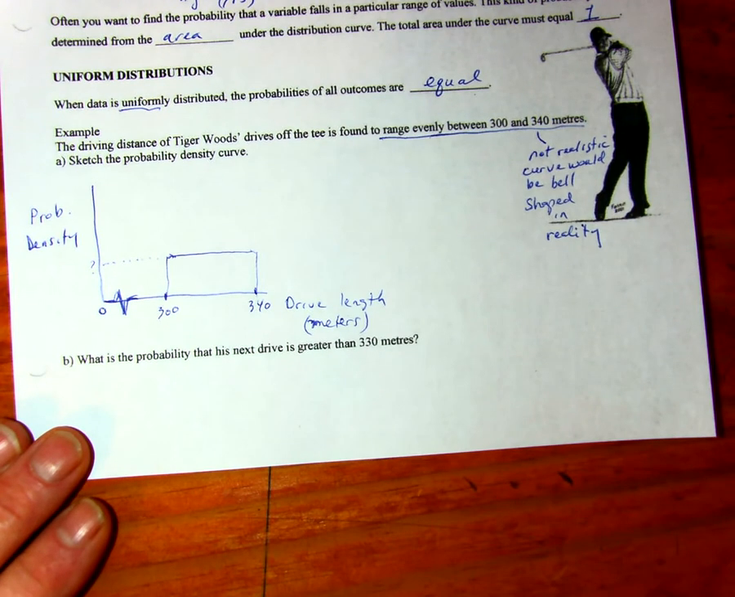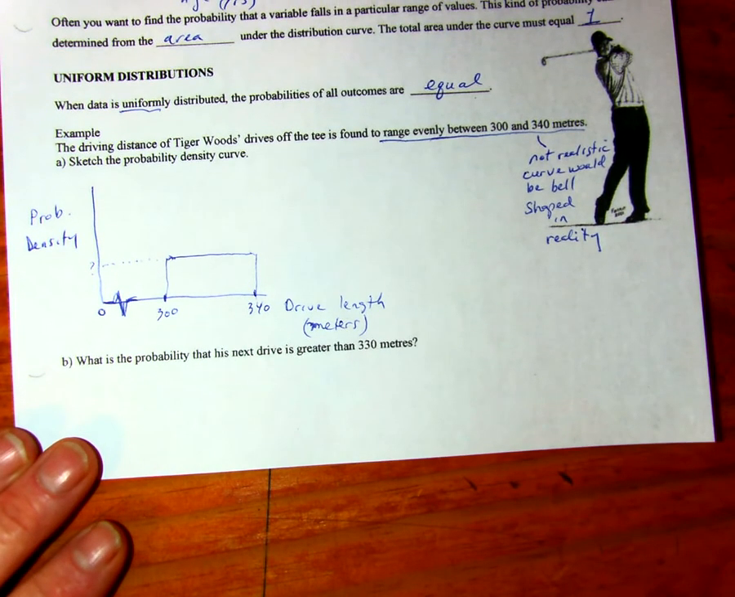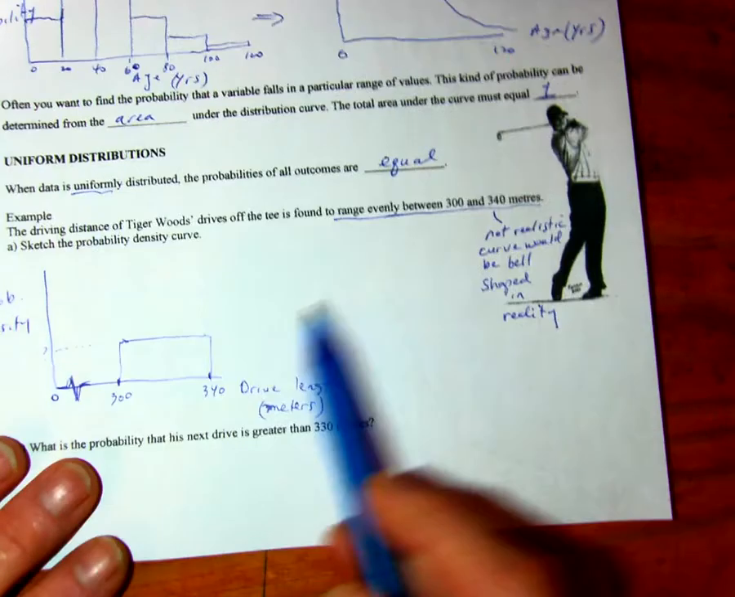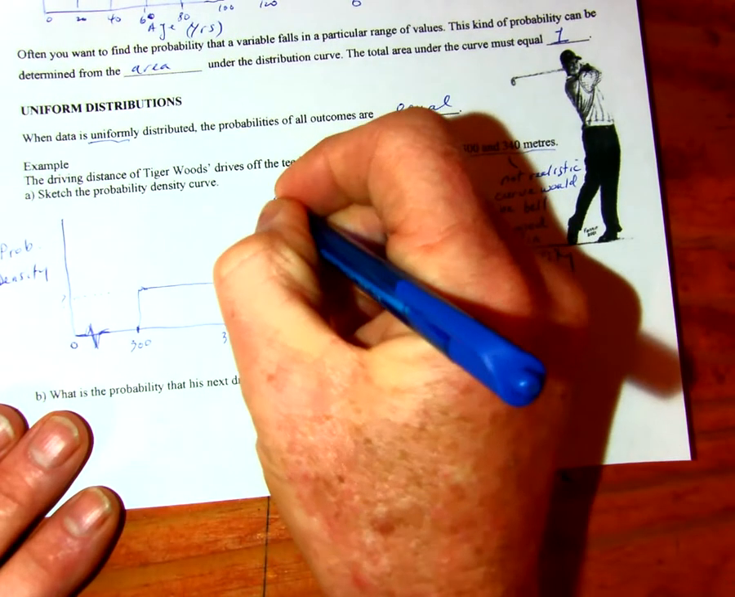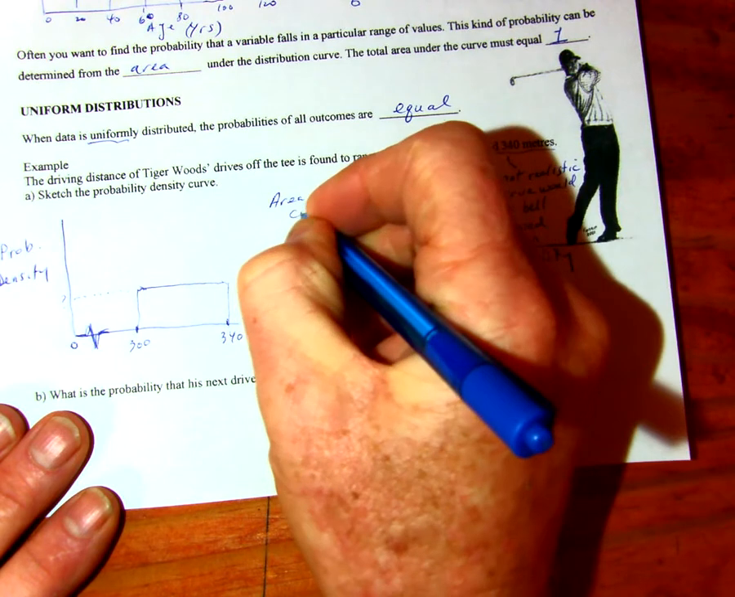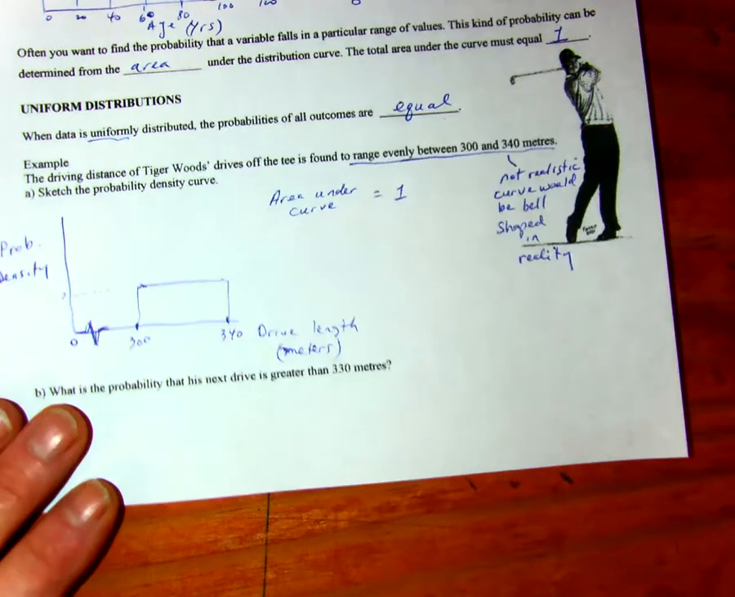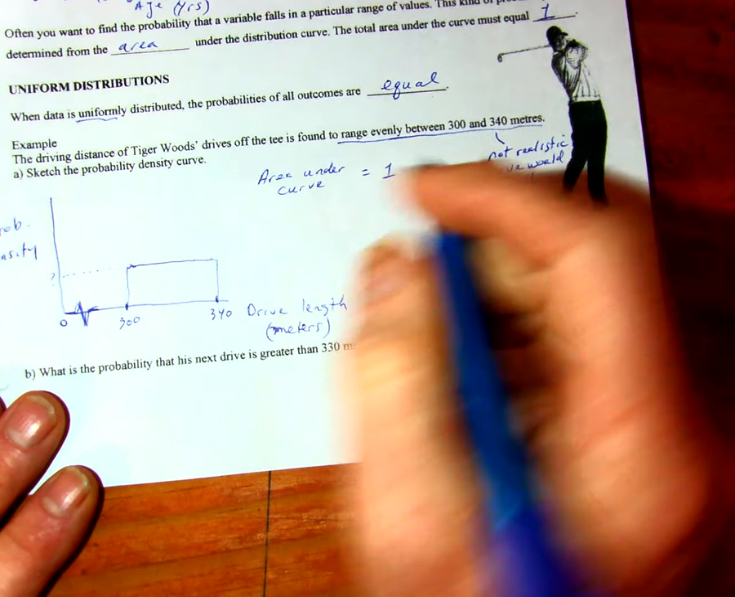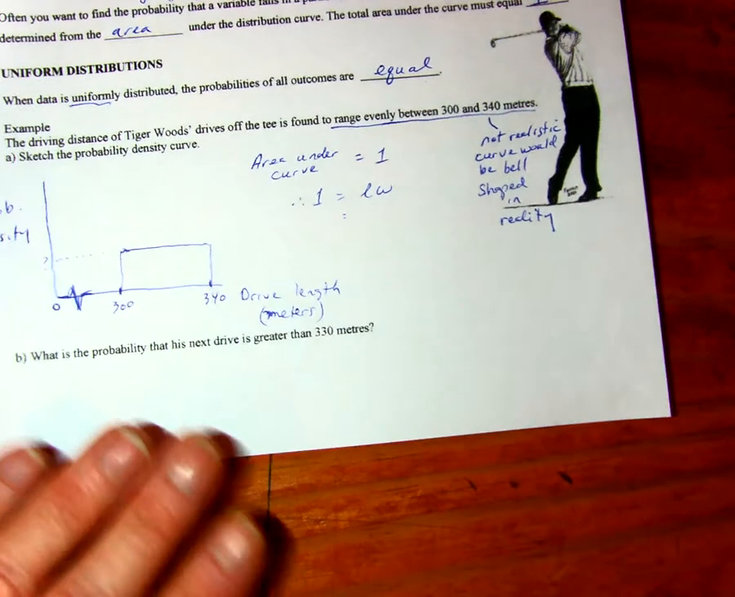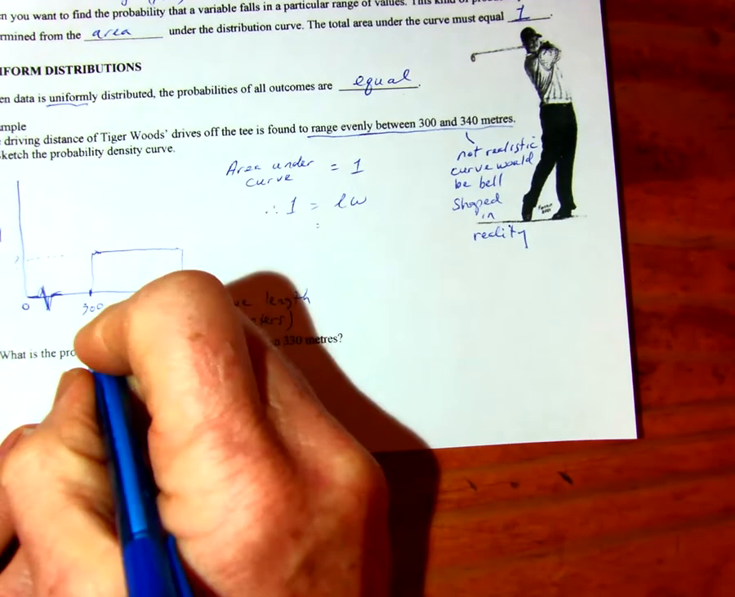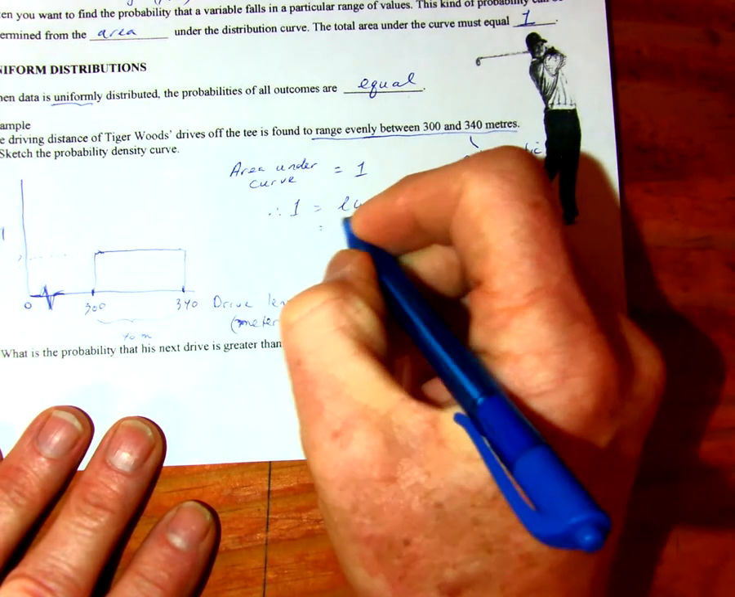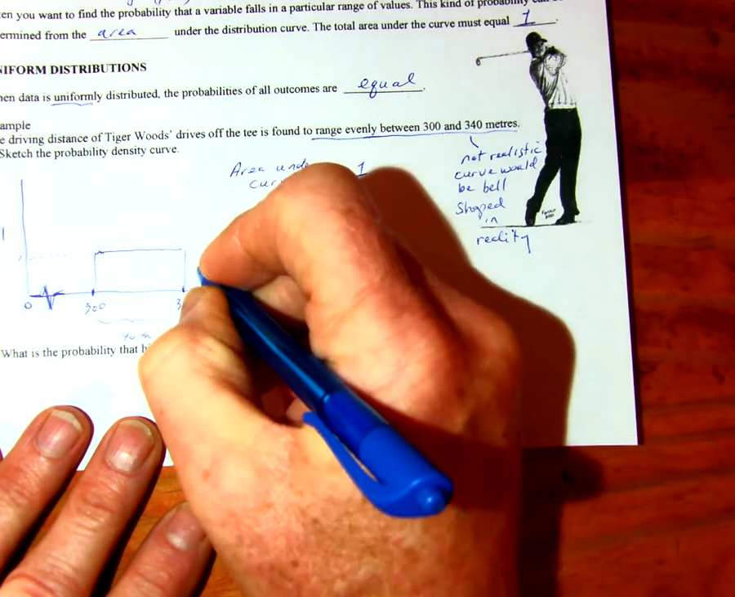It's 1? Is it? So remember, what did we say about the area? The area underneath the curve has to equal 1. So what is the area under the curve? What is the area of a rectangle? Length times width. So what's the length? This distance here is 40 meters, right? So 1 equals 40 times the width.